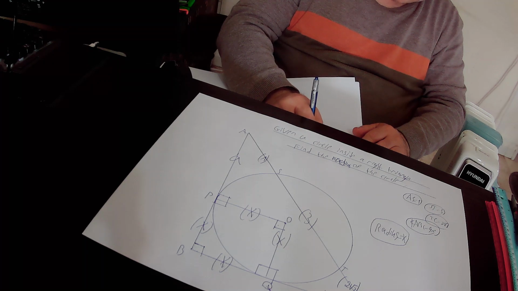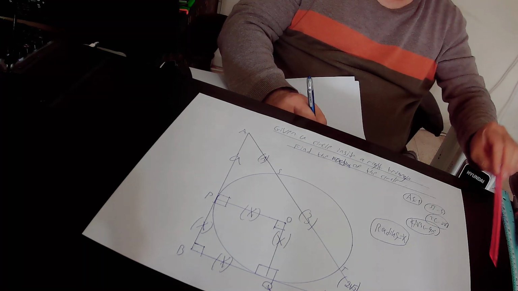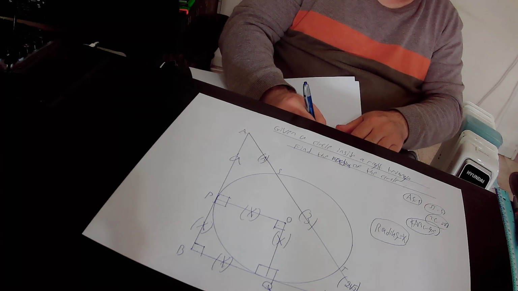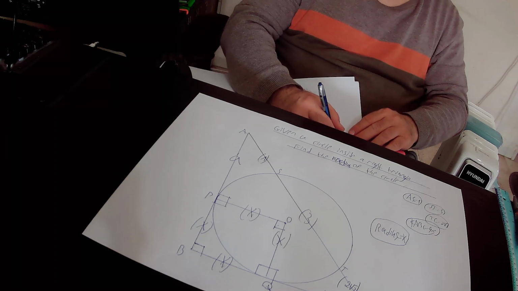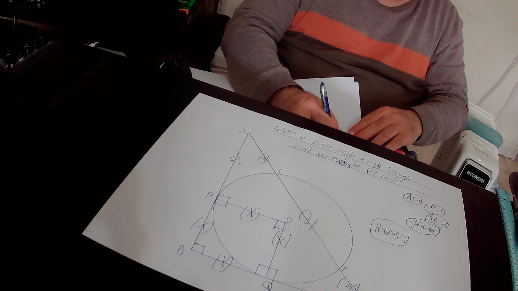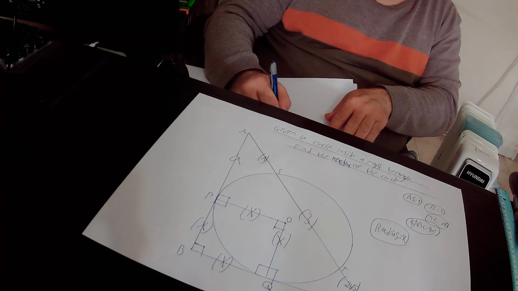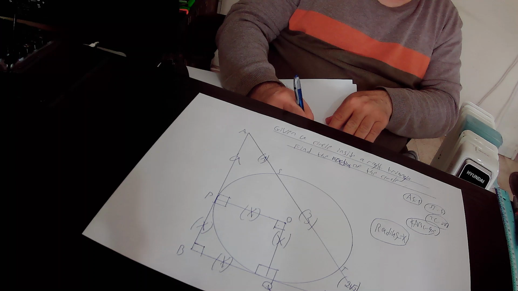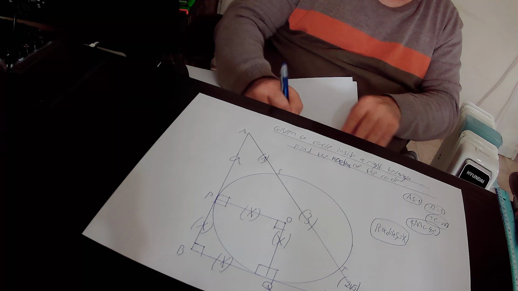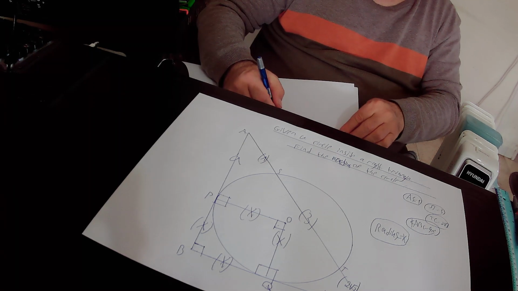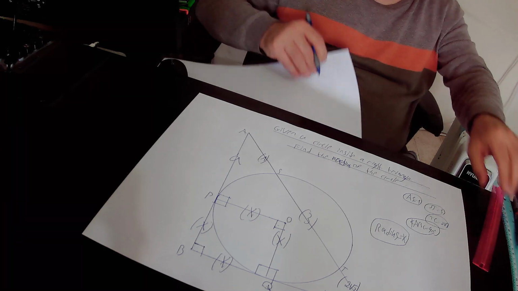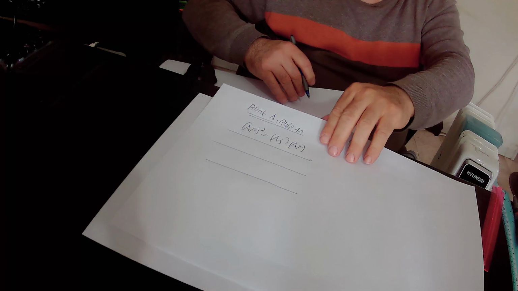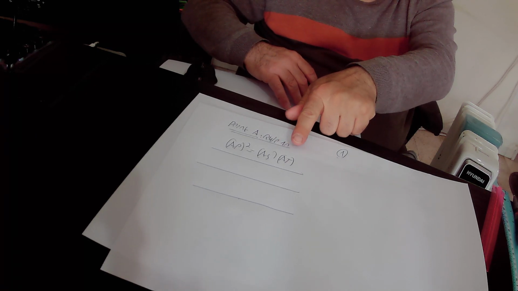So according to rule 10, the following equation will be true: AP squared equals AS times AT. Repeat again. If we focus on the common external point A, then according to rule 10, AP squared equals AS times AT.